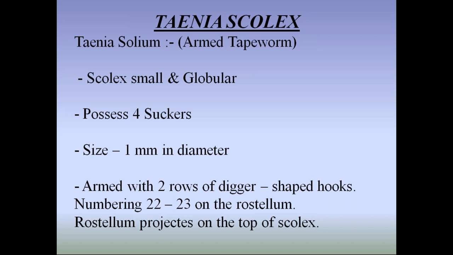If you see the adult worm, there are different parts in it. What are they? It contains the head, neck, and body. The adult worm consists of the head, which is nothing but the scolex. The scolex is the head of the tapeworm, followed by the neck and the strobila, the body.